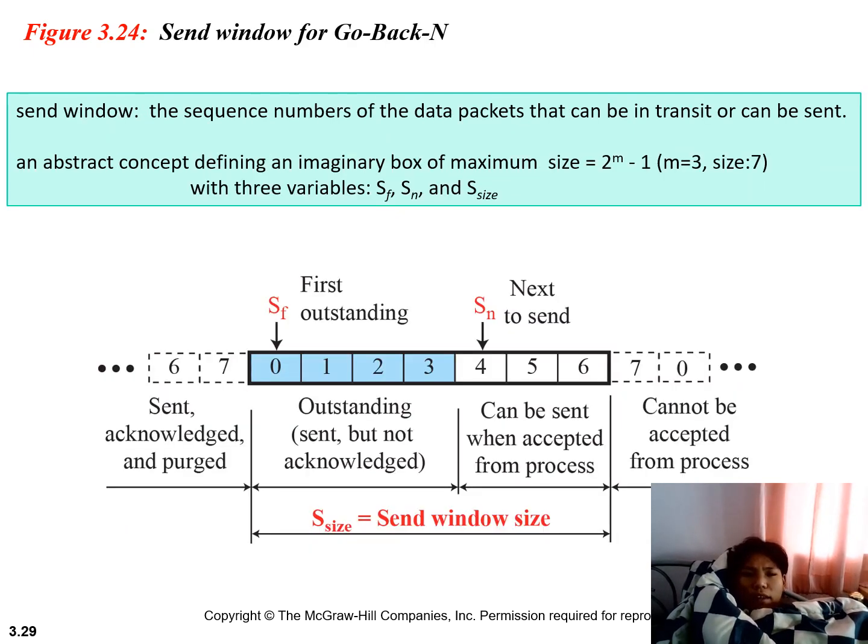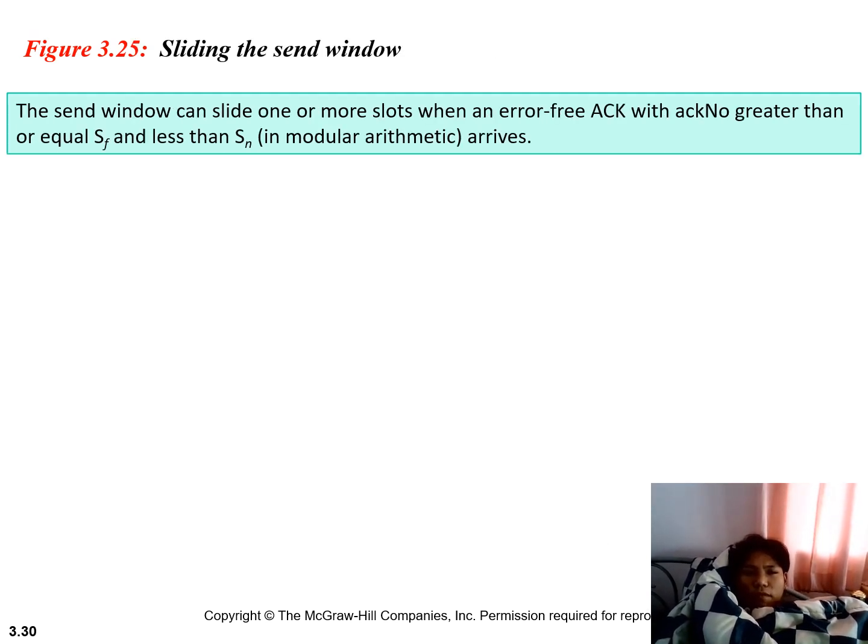Send window for Go-Back-N. The send window is the set of sequence numbers of the data packets that can be in transit or can be sent. It is an abstract concept defining an imaginary box of maximum size 2^m minus 1. The send window can slide one or more slots when an error-free ACK arrives with ackNo greater than or equal to Sf and less than Sn, in modular arithmetic.